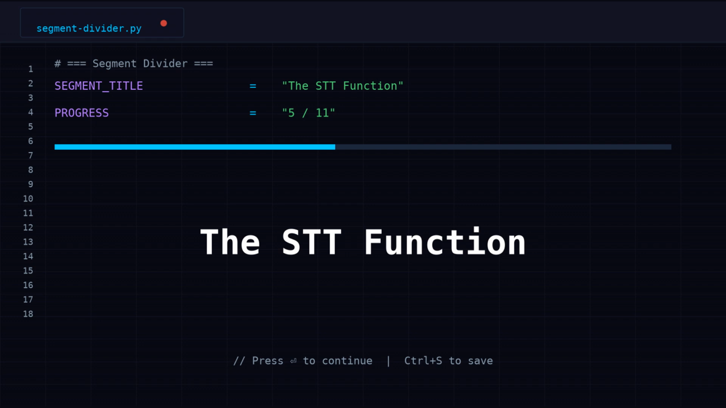Key detail: set language to English explicitly in the transcribe call. Without it, Whisper auto-detects, which adds half a second of latency. Also, a beam size of 5 gives you the best accuracy to speed ratio. Drop it to 1 for even faster transcription.